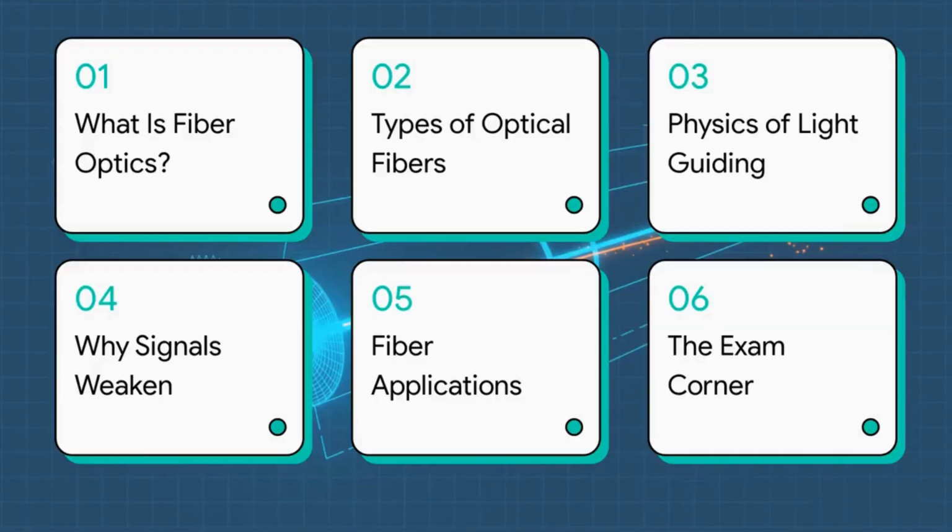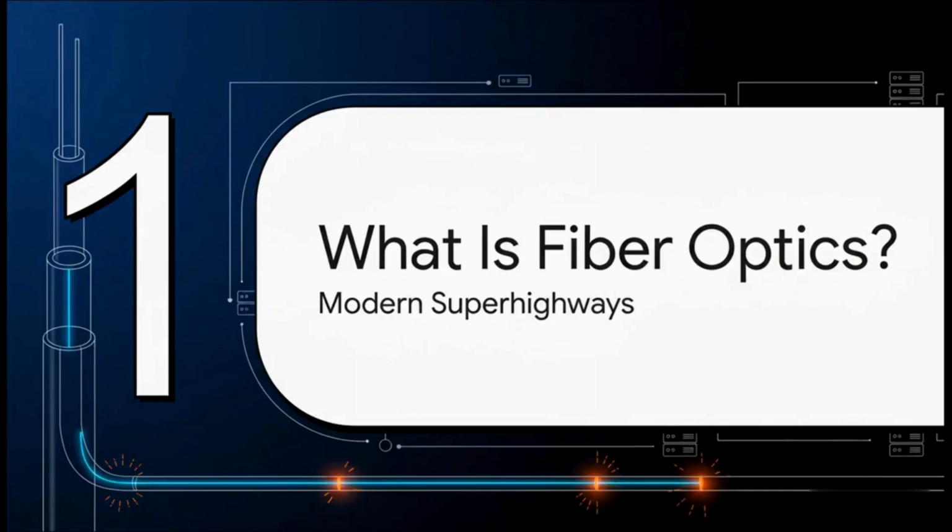So here's our game plan. We're going to start with the absolute basics. What even is fiber optics? Then we'll get into the different kinds of fiber and the physics that makes it all possible. We'll also look at the real-world problems a signal faces, check out some incredible applications, and wrap things up with an exam corner to make sure you've got this stuff down cold. All right, let's get right into it.